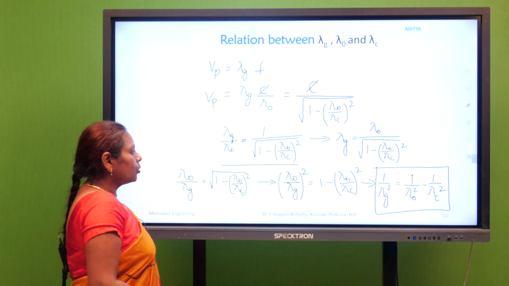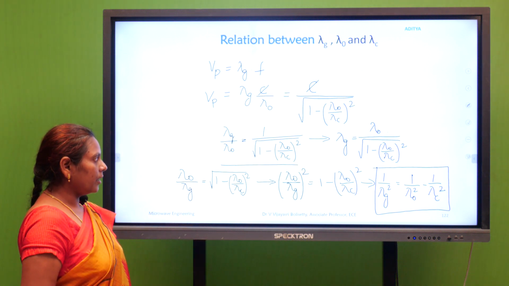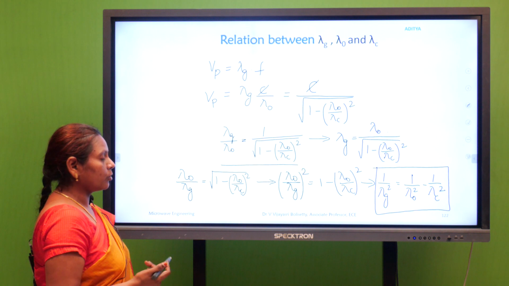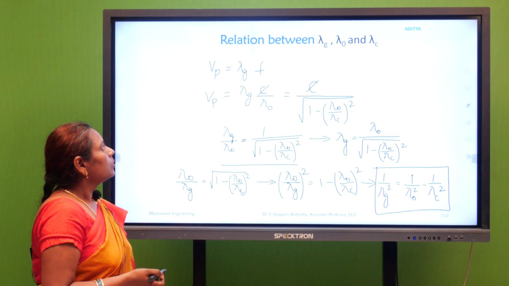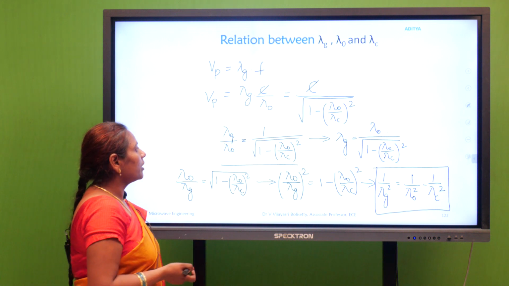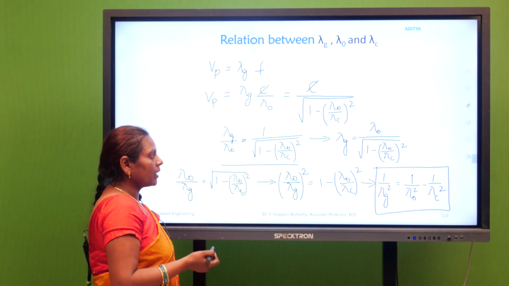lambda c. So we make use of these relations comfortably while solving these problems in this unit. Okay. So these are some of the relations between lambda g, lambda naught and lambda c.